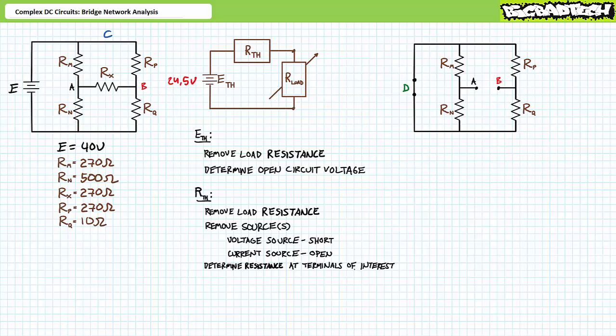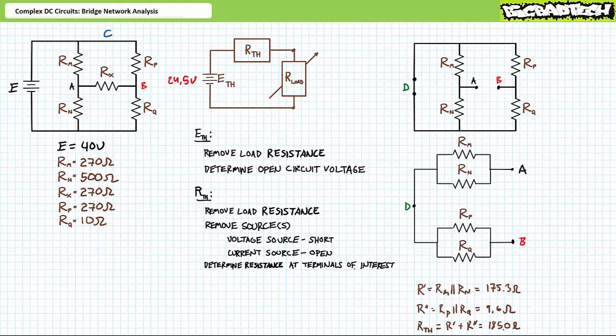Let us consider the shorted source another node, which I'll call D. Rm and Rn are joined at both node A and node D. Similarly, Rp and Rq are joined at both node B and node D. Rm and Rn between node A and D are perfectly in parallel with one another, a simplification I'm calling R single prime, where R single prime has a value of 175.3 ohms. Similarly, Rp and Rq between nodes B and D are perfectly in parallel with one another, a simplification I'm calling R double prime. The Thevenin's equivalent resistance between nodes A and B is R single prime in series with R double prime. Substituting our given values results in a Thevenin's equivalent resistance of roughly 185 ohms.